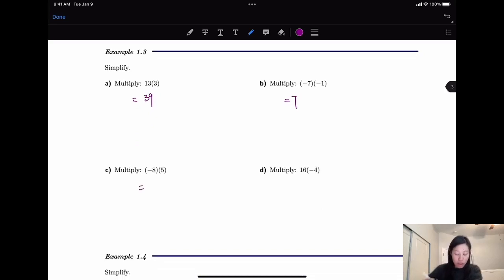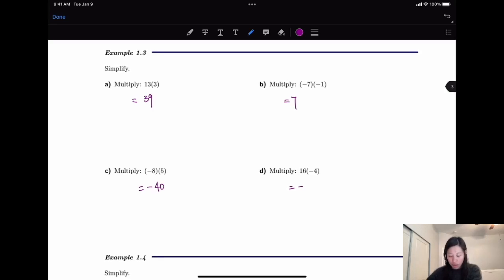And then here, negative 8 times 5. One is positive, the other is negative, so their product should be a negative number. And then 5 times 8 equals 40. And here it's the same, one negative, one positive. You should get a negative sign. 16 times 4, we have 64.